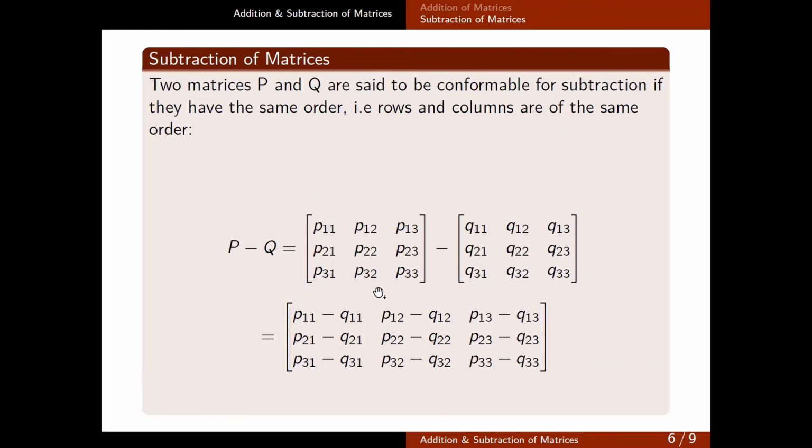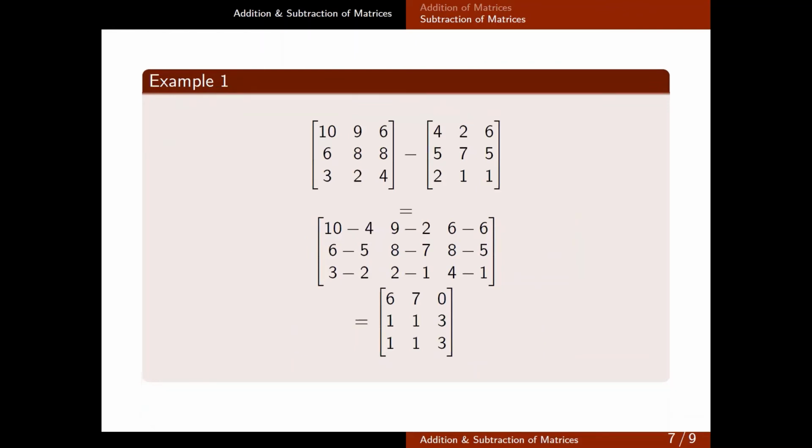So this is just the same as what we've seen with addition of matrices. The first element here is the first element here, and then you subtract the two. You have the P22, you subtract with Q22. So just like that. And let's look into an example.